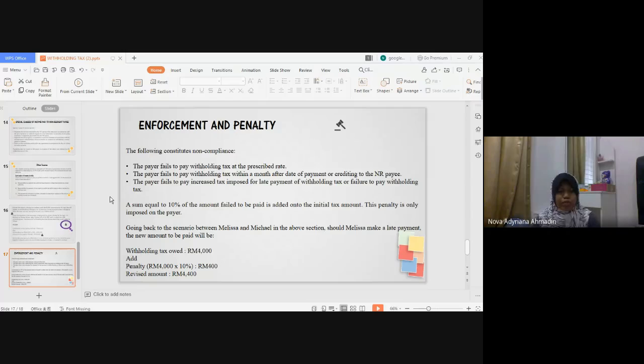So we are going back to the scenario between Melissa and Michael just now. Should Melissa make a late payment, the new amount to be paid will be the withholding tax owed before, which is 4,000, added with the penalty of 10% of the withholding tax owed, 400. So the revised amount will be 4,400 ringgit.